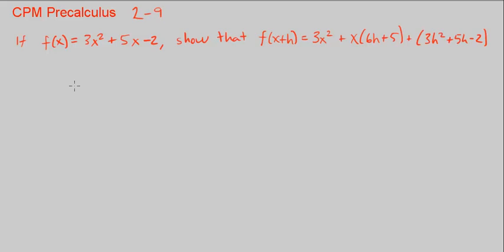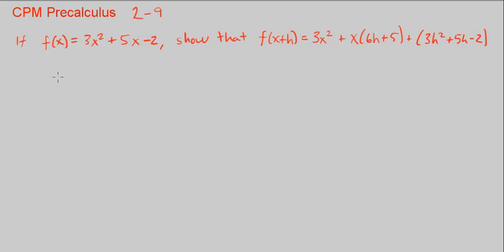This is CPM Precalculus Chapter 2, Number 9. If f of x is equal to 3x squared plus 5x minus 2, show that f of x plus h is equal to 3x squared plus x times (6h plus 5) plus 3h squared plus 5h minus 2.